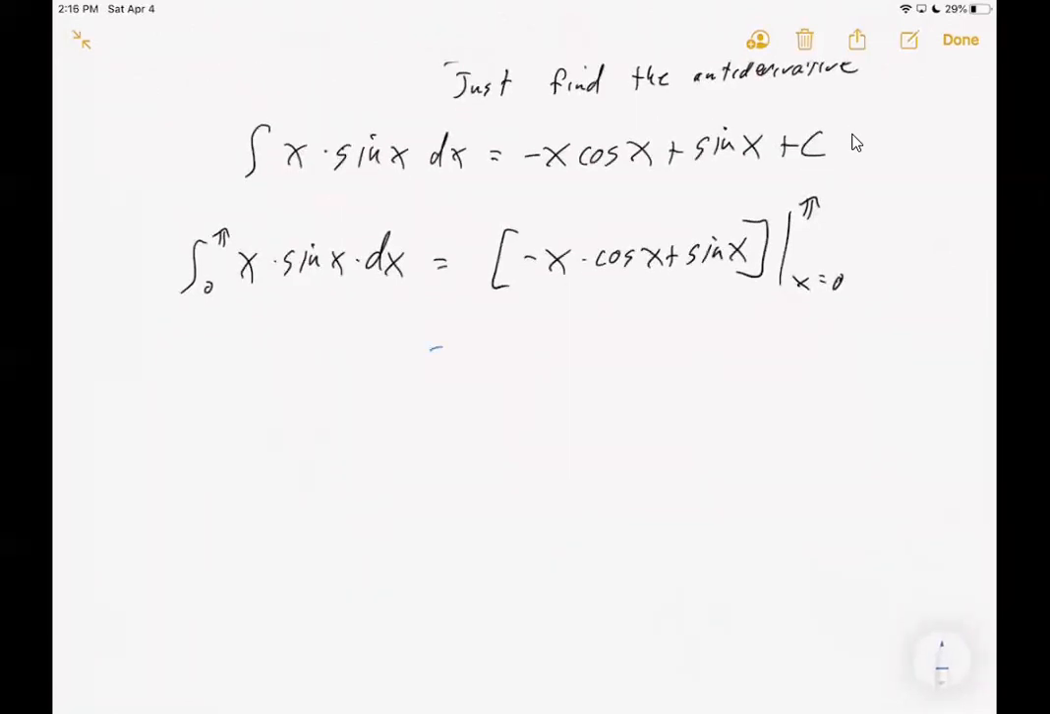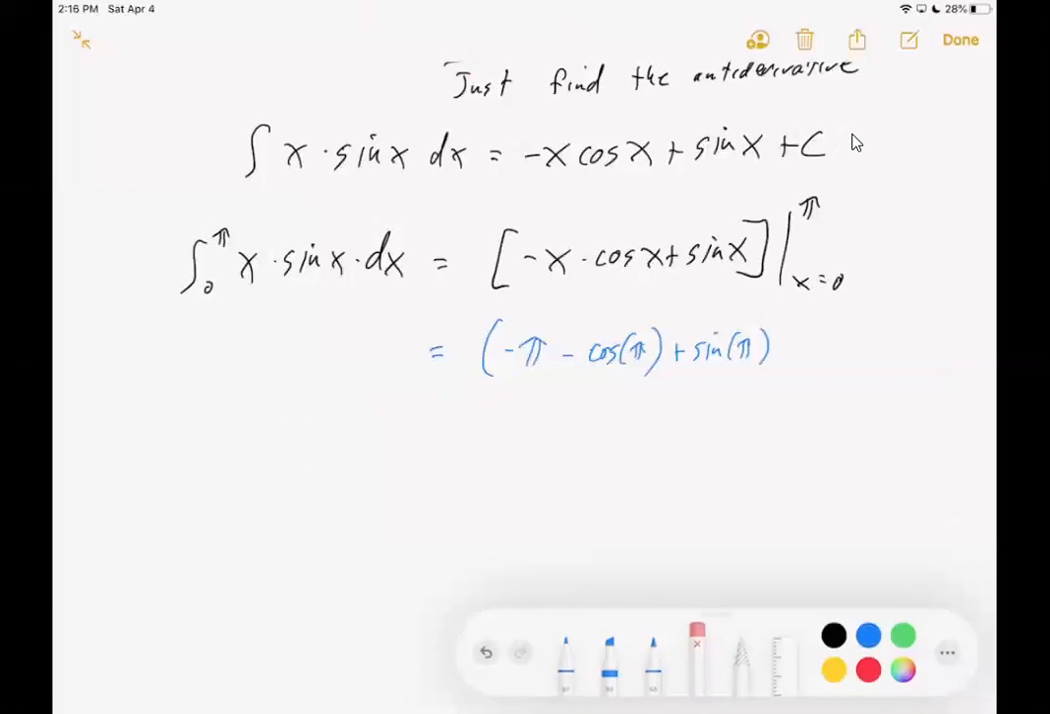So what does this equal? We put in pi, we end up with negative pi times the cosine of pi, plus the sine of pi. Oh, I'm sorry, there's a mistake in here. I couldn't read my own writing. That's not minus cosine of pi. That is times, that's a dot. So that is a dot, not a minus sign.